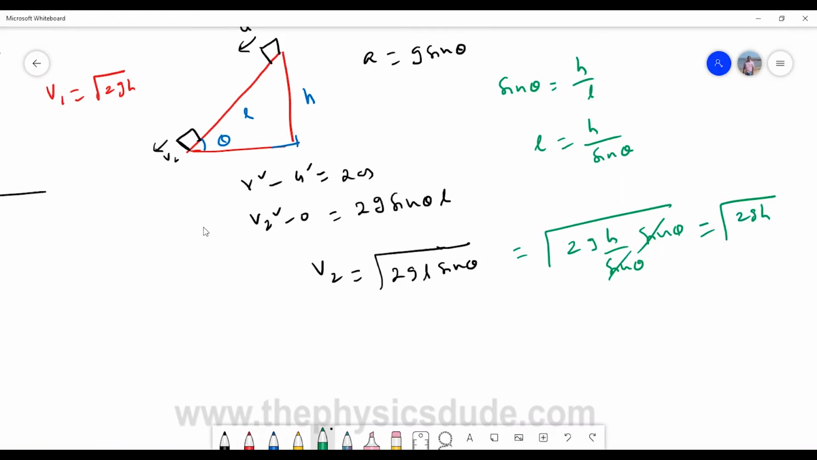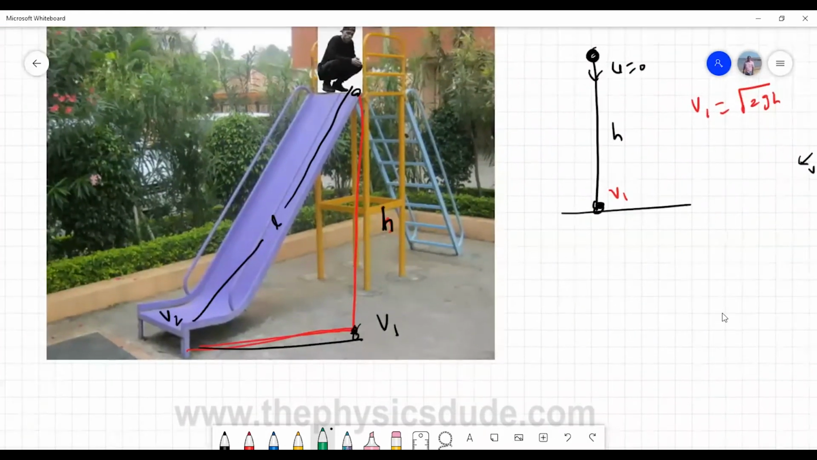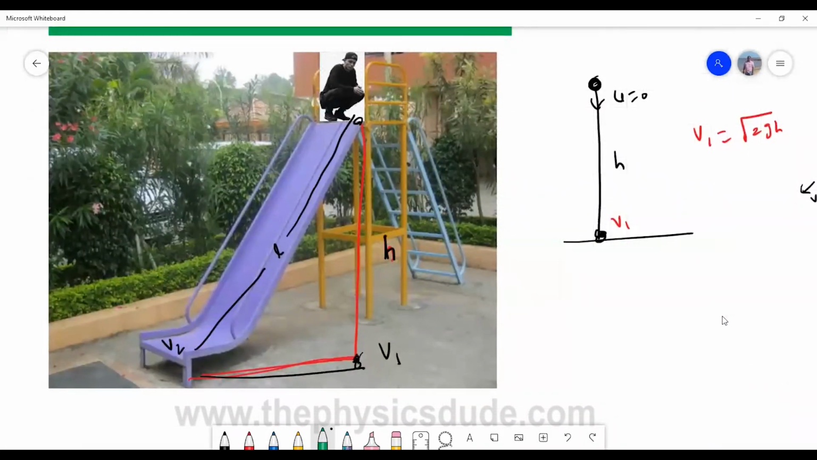So what does that mean? That means when the man jumps out of the inclined plane, his velocity is root 2gh. Even when he slides, his velocity is root 2gh. That means he will reach the ground with the same velocity. But then which is the advantage? Is it sliding down the plane or jumping out of that?